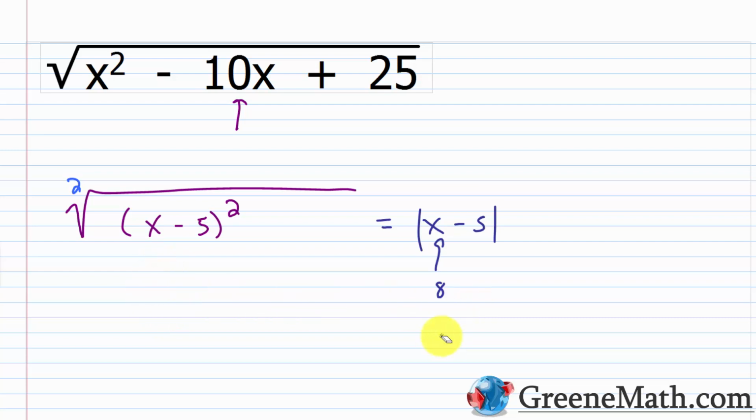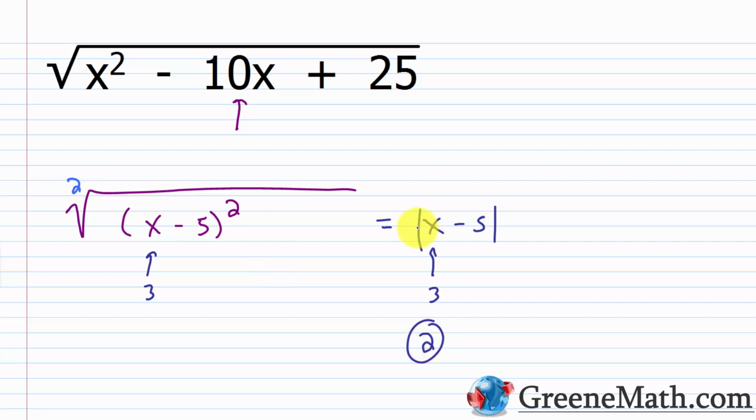If I plugged in something that made it negative, though, think about this. If I plugged in, let's say, a 3. 3 minus 5 is negative 2. So I'd plug in a 3 here. Negative 2, the absolute value of that is positive 2. So this should be my answer. So plug in a 3 there. 3 minus 5 is negative 2. Negative 2 squared is 4. Okay, positive 4. The square root of positive 4 is 2.